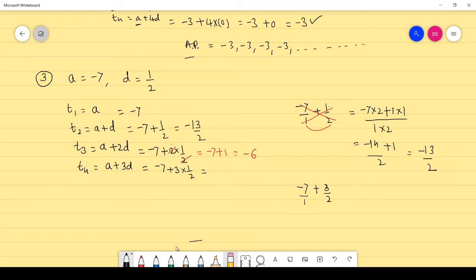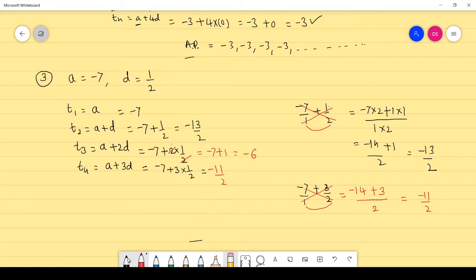So multiply this. What to multiply? Cross multiply. That means minus 7 into 2, 1 into 3, and in the denominator 1 into 2, right? So minus 7 into 2, that I am directly writing, is minus 14, plus 1 into 3, that is 3, divided by 1 into 2, that is equal to 2. Minus 14 plus 3 is equal to minus 11 by 2. So we got the fourth term, that is minus 11 by 2.